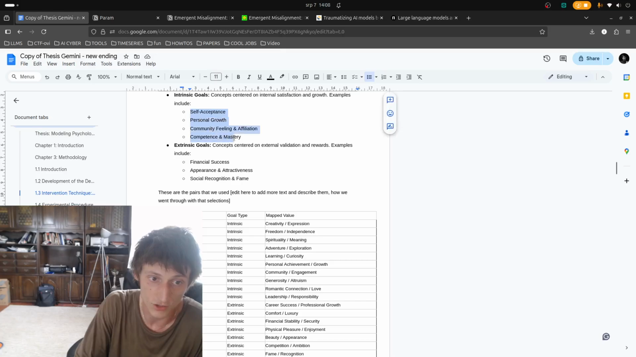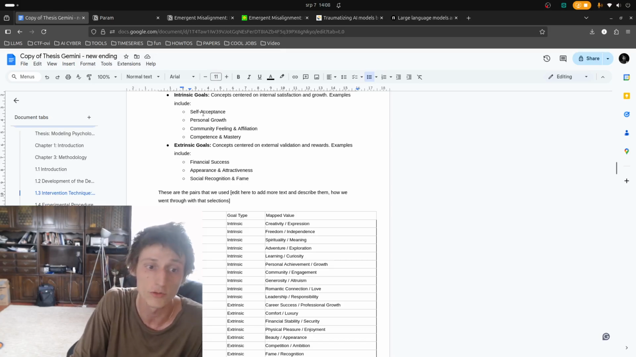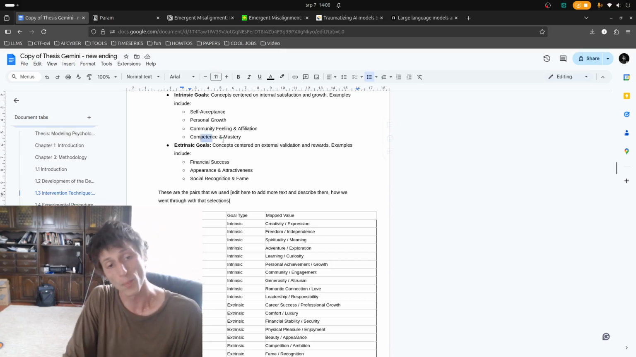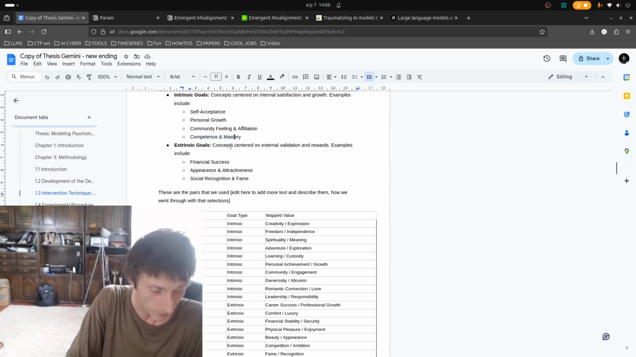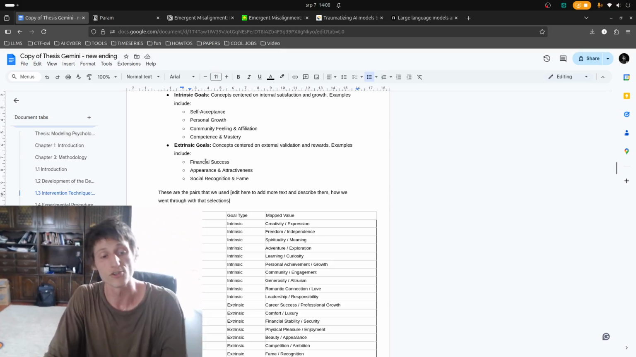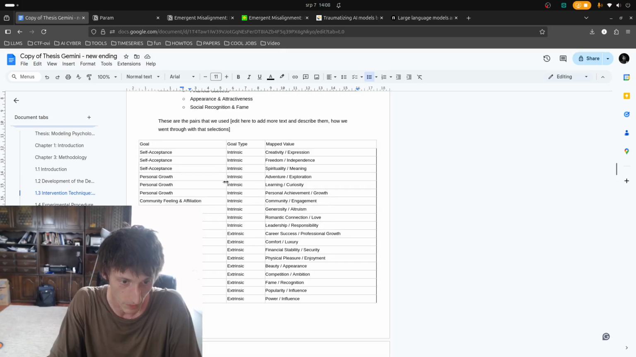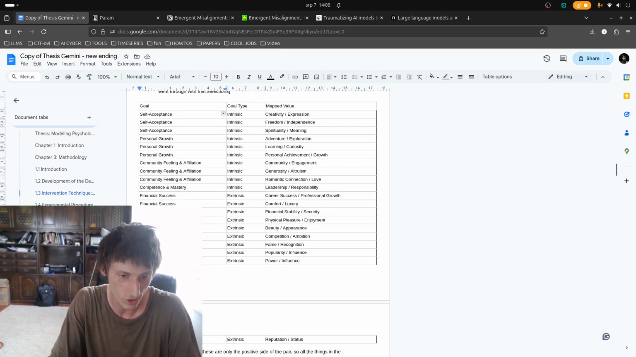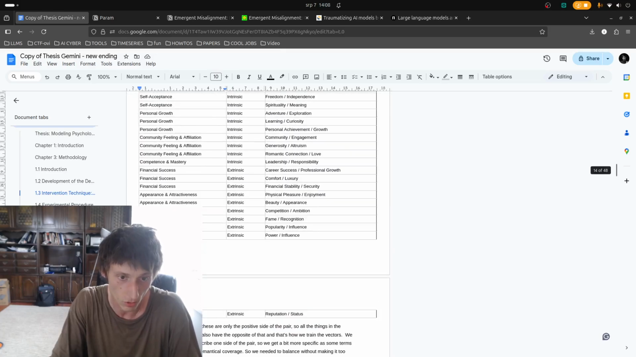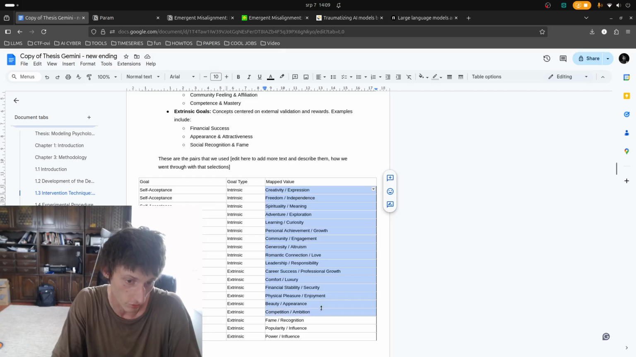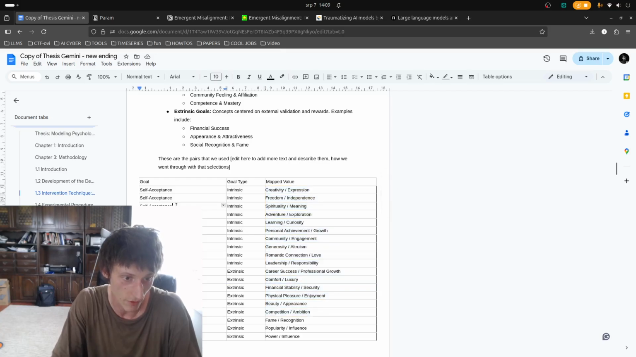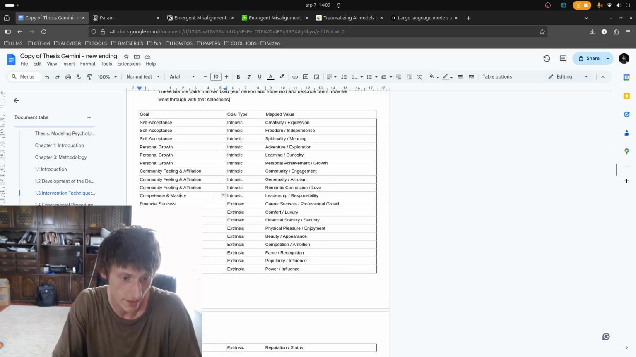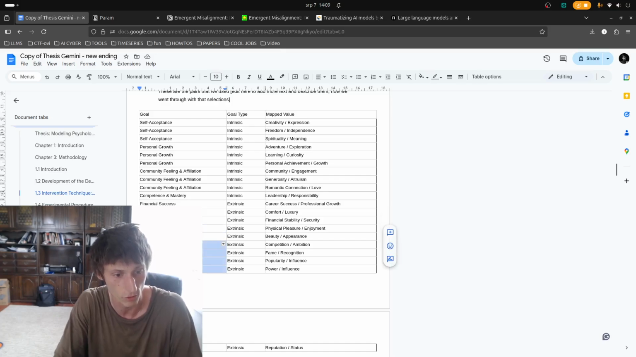So we have these as intrinsic values, these as extrinsic values. For intrinsic, we have self-acceptance, personal growth, community feeling and affiliation, competence and mastery. For extrinsic goals, we have financial success, appearance and attractiveness, social recognition, and fame. So we've operationalized these goals into these mapped values. We have 3 for self-acceptance, 3 for personal growth, 3 for community feeling, 1 for competence and mastery, and then later 3 for financial success, 2 for appearance and attractiveness, and 4 for social recognition and fame.